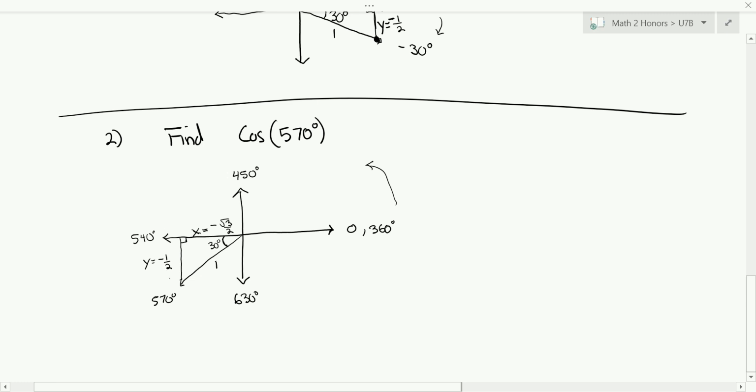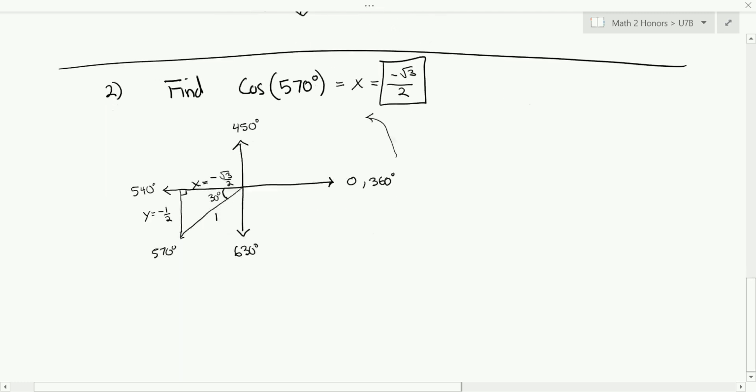So once you have this, you have everything you need to answer this, probably more than you need, because cosine, we've got to remember, is that the x value or the y value in our picture? The x value in our picture. So we're going to write equals x, just to remind ourselves that it's x, and that's equal to negative root 3 over 2, and we've got our answer. So we're finding the sines and cosines without a calculator so far.